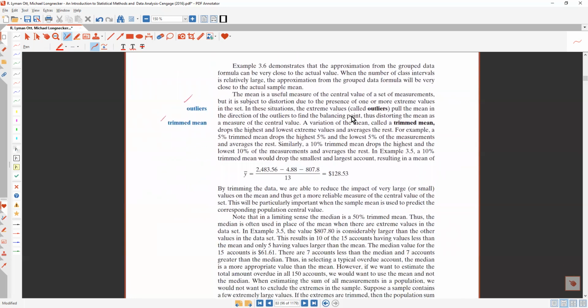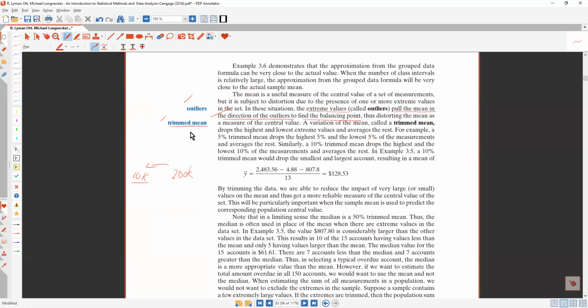We may have outliers in distributions, and we will define outliers more as we go on throughout the course, but these are extreme values, and they pull the mean in the direction of the outliers to find the balancing point. This is exactly the concept we just talked about with that huge number, 5 million or whatever it was, that's going to pull the average up. Again, the lower home prices will pull the average as well, right? 200K, a home sells for 10K. Well, that's pulling the average down.